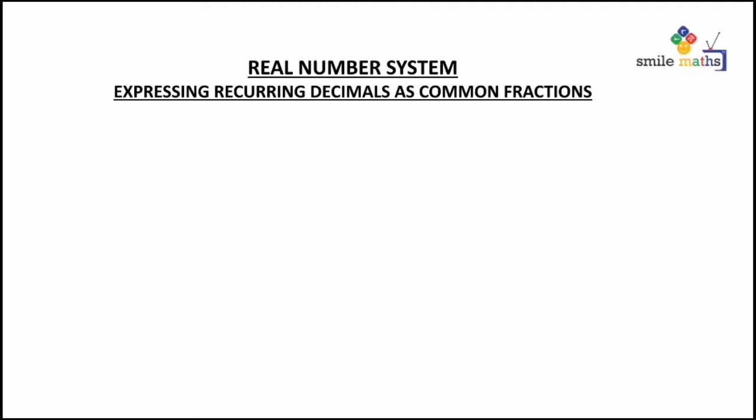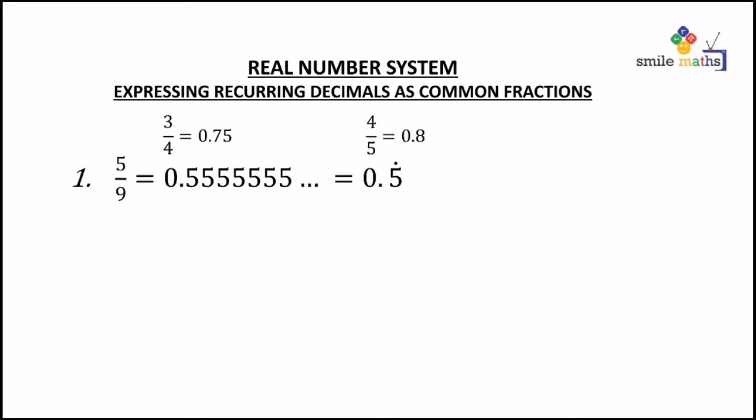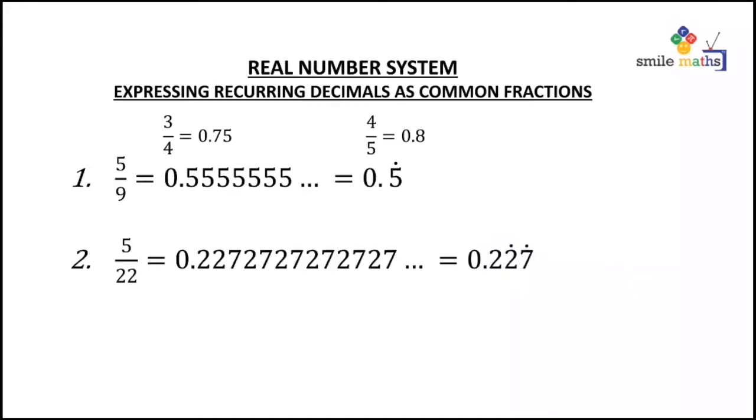This time we are looking at expressing recurring decimals as common fractions. When the fraction is a terminating one, getting the decimal is very simple. Like we have 3 over 4 giving us 0.75. Likewise 4 over 5 giving us 0.8. What if we have 5 over 9? That is going to give us 0.555 and it's continuous. So we just put a dot on top of one of the 5s, so then we say it's continuous. That's what it means.